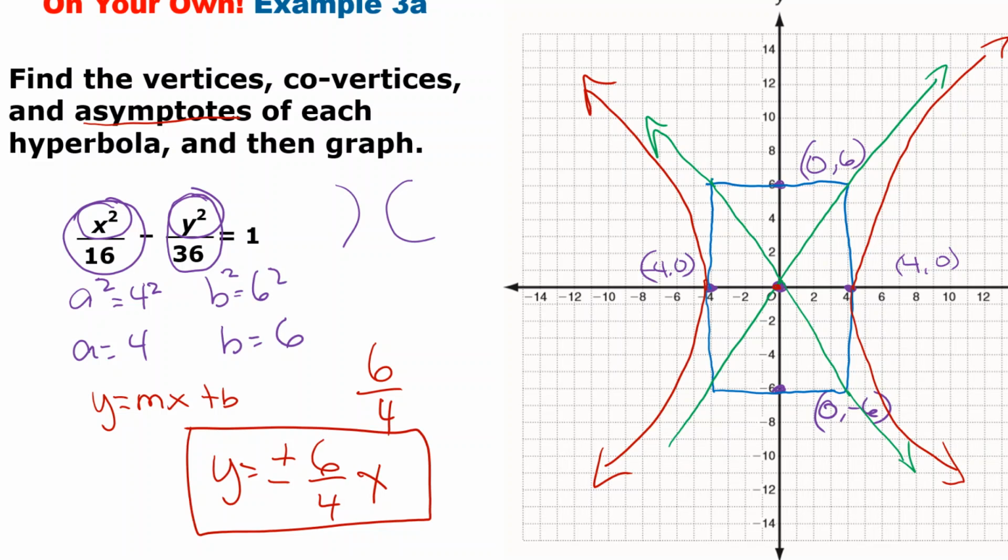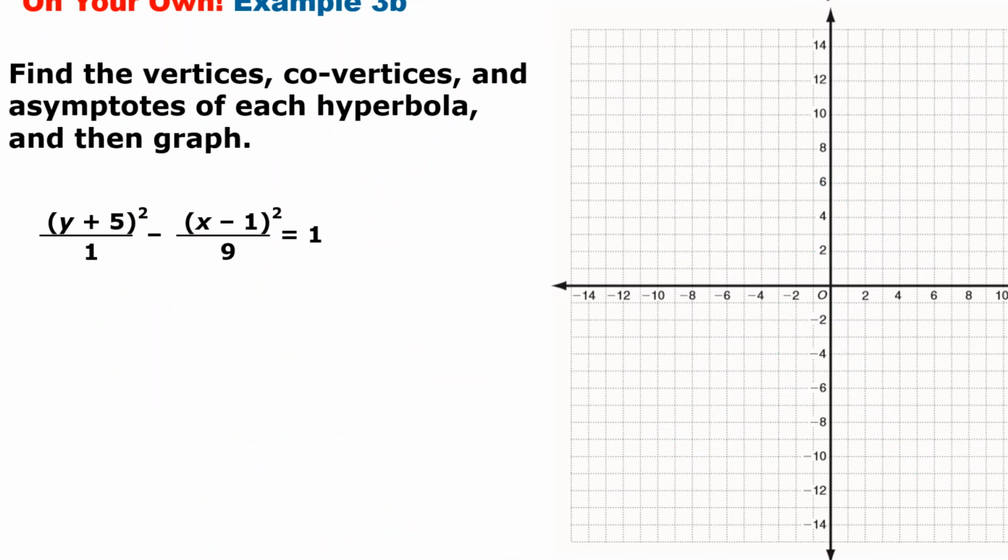All right, try another one on your own. Turn the video off and give this one a try. All right, so the first thing we want to look at is what is our center going to be? And I see that here I have a -5, and here I'd have a +1. But notice my 5 is paired with this y, and my x is the 1, so I need to rearrange that to say my center is going to be at (1, -5). All right, so let's go ahead and graph that at (1, -5) right here.